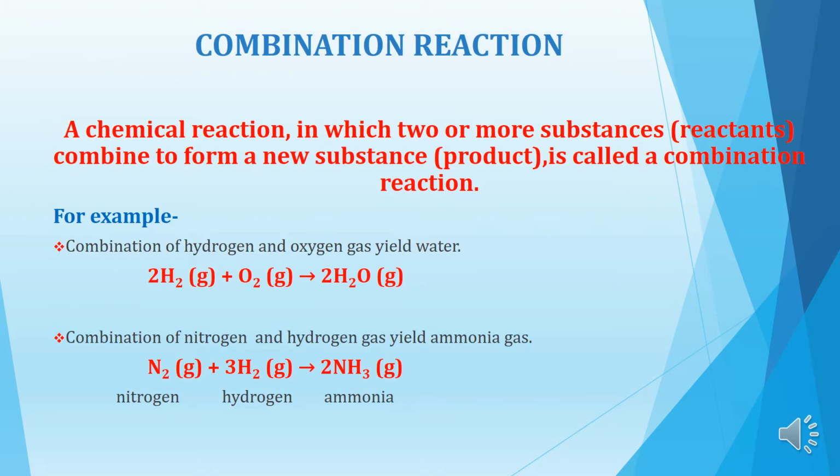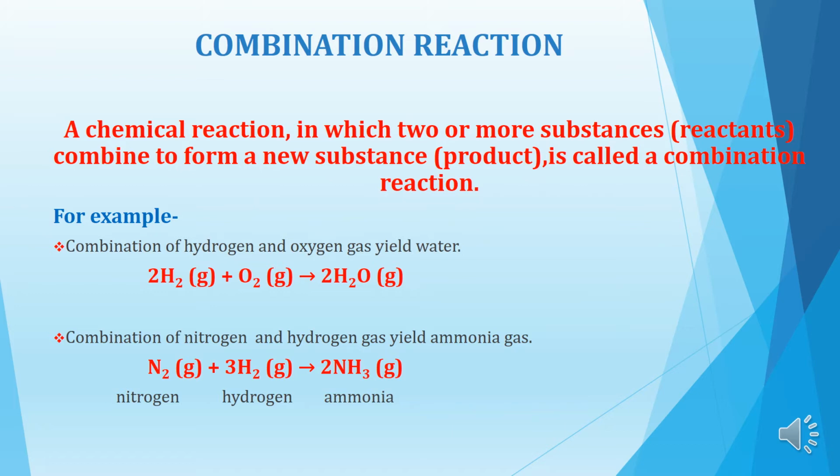So let's talk about the combination reaction first. The word combination has come from the word combine, which means to join. So a chemical reaction in which two or more substances combine to form a new substance is called a combination reaction. As we can see some examples here.